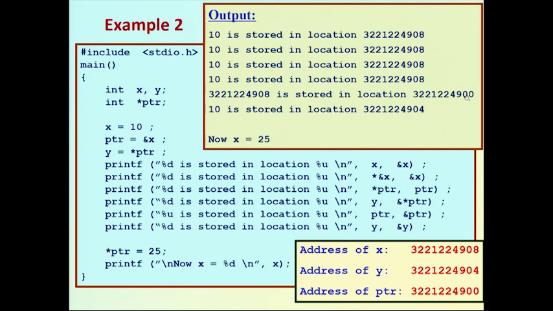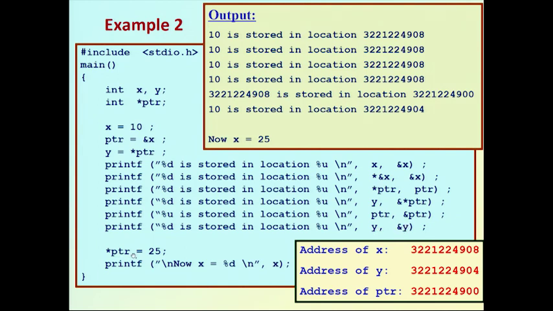Now, the last printf statement, y and ampersand y. What is y? y is 10 simply, as we have seen, because y is star PTR. So y is 10 and ampersand y is the address of y. This is a different location, the address allotted when the variable y was declared as int y. So y's value is 10, but the address is different.